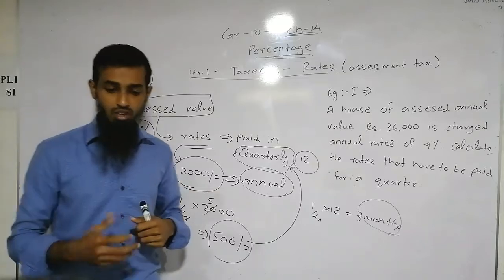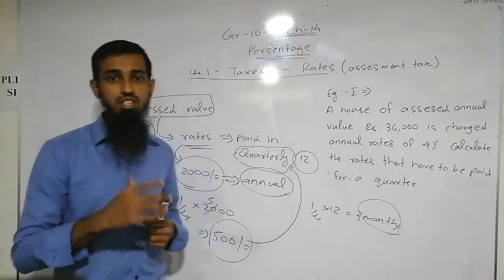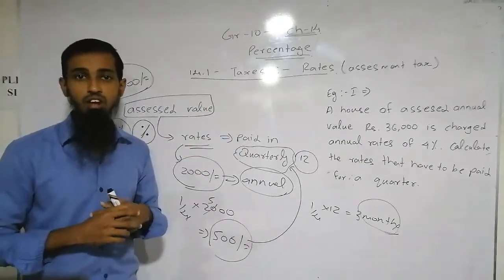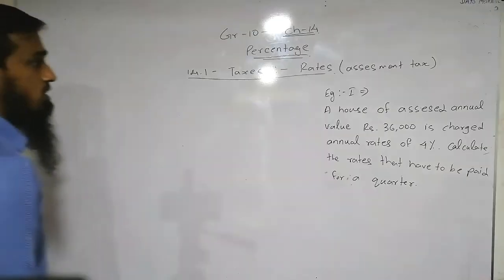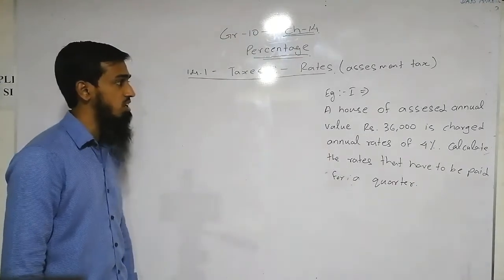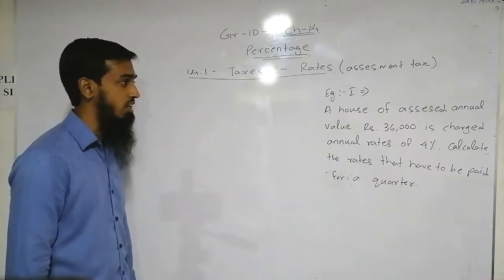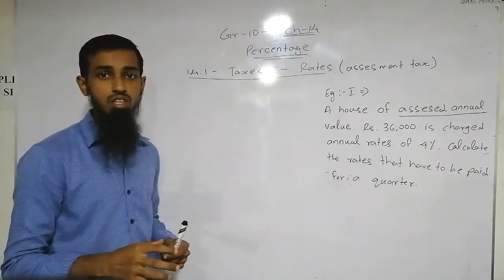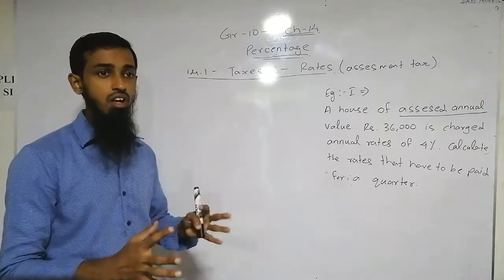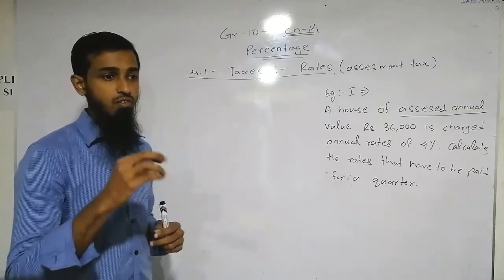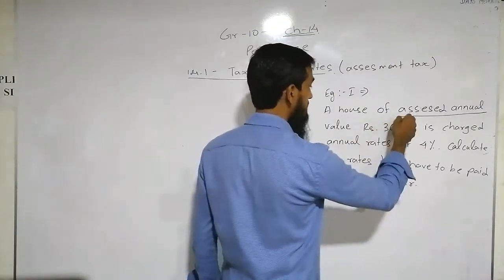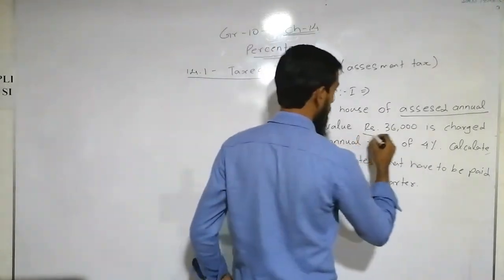Okay, we have to discuss some examples. Inshallah, with these examples we can learn how to calculate the rates or assessment tax of a house or a building. Okay students, we have the first example here, a house of assessed annual value. We learn about what is the assessed value. They fix an amount for a house, for a building. For that amount only we have to pay the taxes.